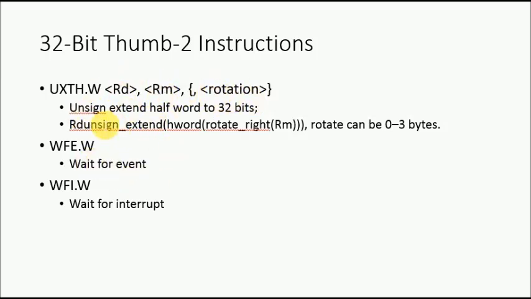Next is WFE.W, this is wait for event, a 32-bit Thumb-2 instruction. Then WFI.W, that is wait for interrupt. Remember, in Cortex-M3 only two types of instructions are available, 16-bit instructions and 32-bit instructions. 16-bit instructions are known as Thumb instructions, whereas 32-bit instructions are known as Thumb-2 instructions, a superset. You remember, Thumb-2 instructions are a superset.